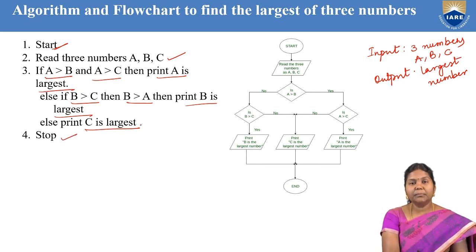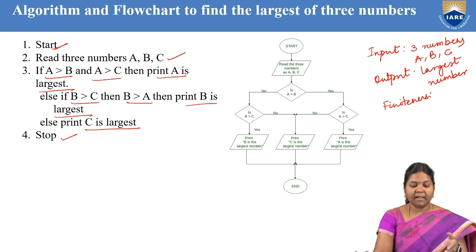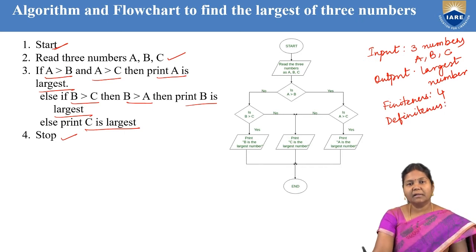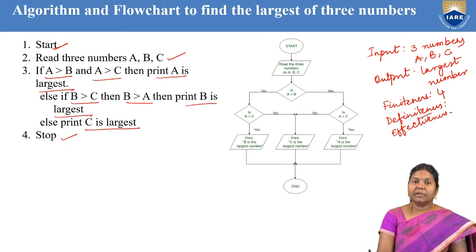If you see the properties of an algorithm, the input and output properties are satisfied. Then you have the property called finiteness. Here the finiteness property is satisfied, as it has only four statements, so a finite number of steps. Then definiteness: you can see that each statement has a clear meaning and is written precisely. So it is an effective algorithm. Yes, effectiveness is also there. These are the properties it is following.